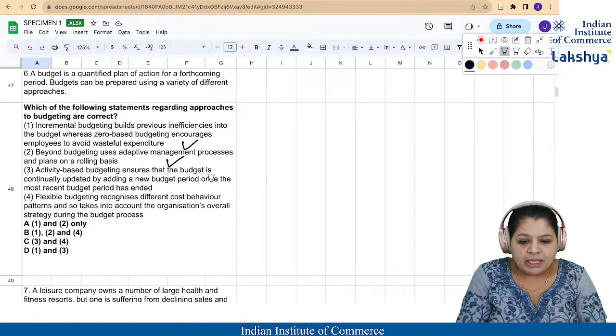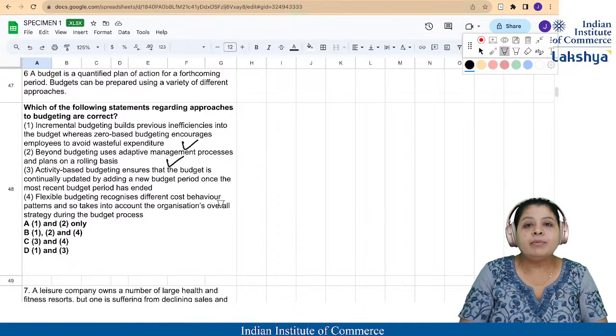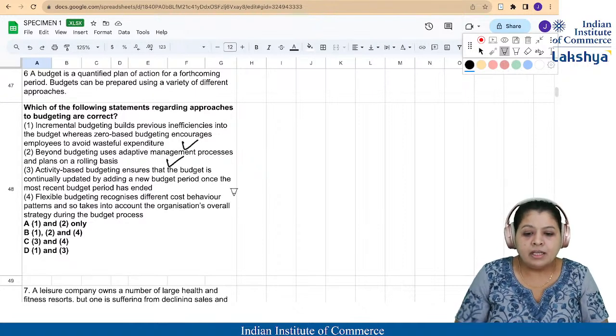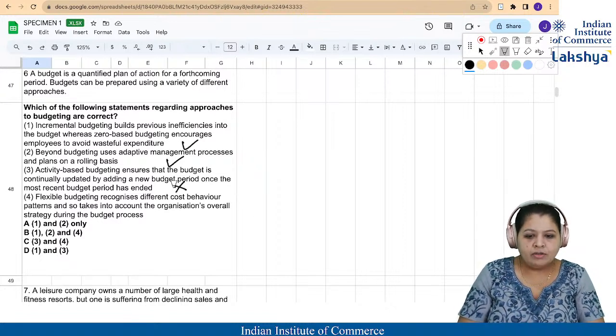Activity based costing ensures that the budget is continually updated? No. Activity based costing does not do it. It does not continually update it. That is what a rolling budget does. This one is activity pool and activity driver. So definitely this answer is wrong.